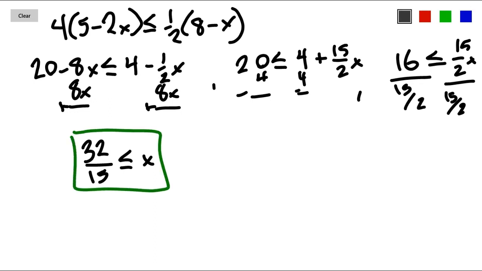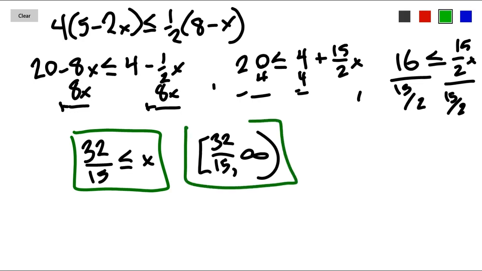To represent this in interval notation, I see that x is every number that's greater than or equal to 32/15. So I have a bracket and I know that 32/15 is the lower bound. Since this is an unbounded interval, I have infinity for my other endpoint, and this is what it's going to look like in interval notation.